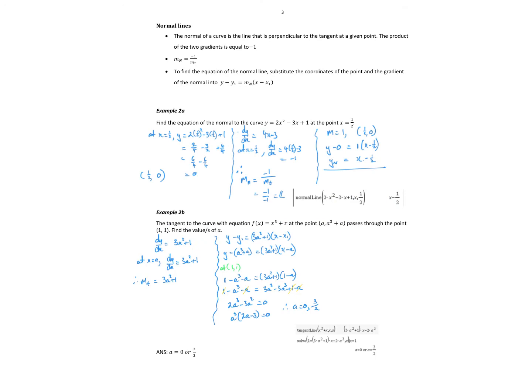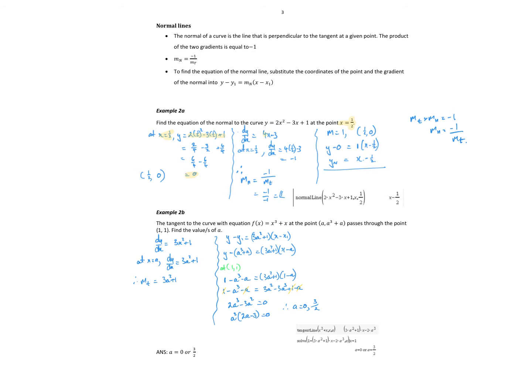Okay, so continuing in the same vein, if I'm looking for a normal line, well, I need to make use of the relationship that the gradient of the tangent times the gradient of the normal equals -1. In other words, the gradient of the normal is -1 over the gradient of the tangent. So I still need a point the line goes through, because a normal line is still a y equals mx plus c line. And I need a gradient. So if I'm interested in the point x equal to a half, if I substitute x equal to a half into that equation, work my way through it, I end up with y is equal to 0. So the coordinate I'm interested in is the point (a half, 0).